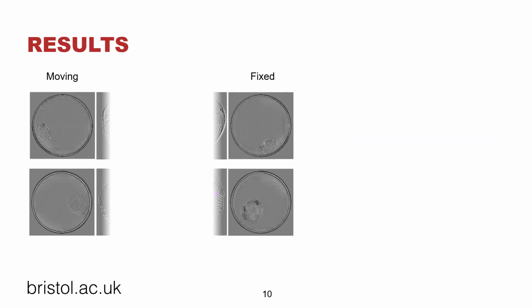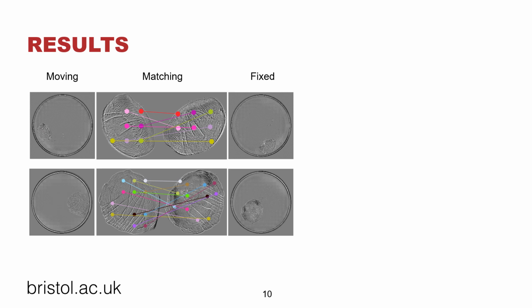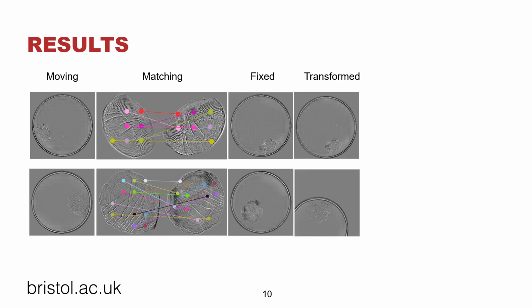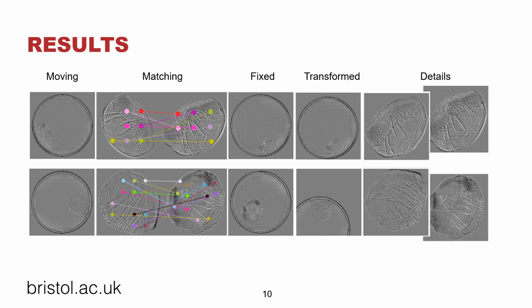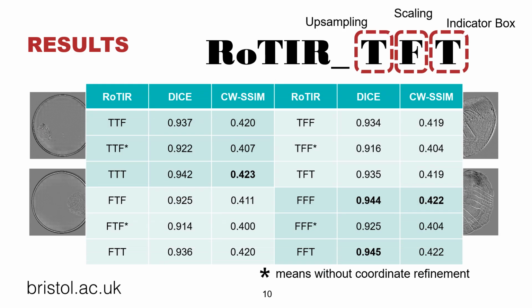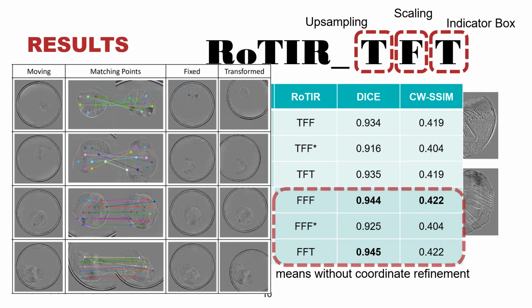Moving to the results, we utilized the matching points and the calculated parameters to transform the moving images and closely assess local areas. We tested several models with nomenclatures indicated at the top. The 3 letters denote the use of upsampling process in feature extraction backbones, scaling detection, and indicator boxes, T for true and F for false. The model without an upsampling process in feature extraction and scaling detection achieved the best results, as scaling differences in this dataset were limited.